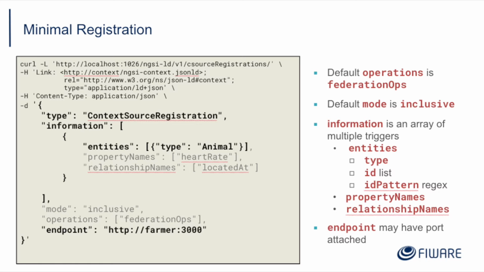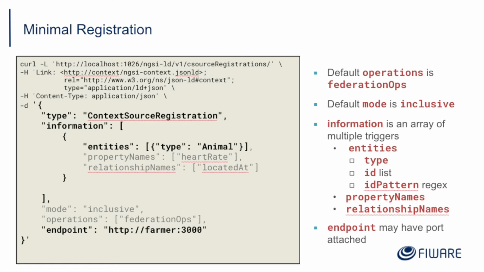The required parts are information and endpoint. Endpoint may or may not have an additional port to it, but it's actually, where's this context broker hiding? And the information, which actually can be expanded, is saying, well, what are these entities we've got? You could be looking for entities of a certain type, or you could be looking for a specific entity, like an ID, or you could use an ID list, or you could have some sort of regex pattern.